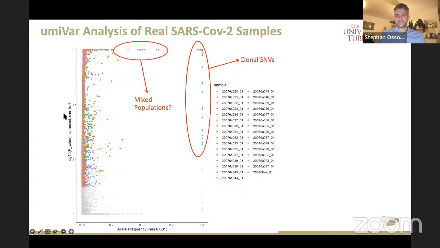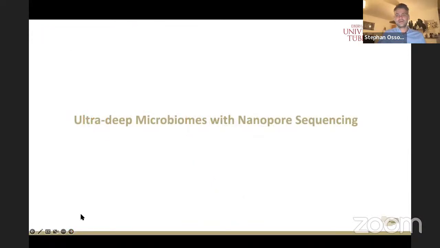So that's my conclusion for that part. And I'm jumping now to the second part, but I would say that ultra-deep sequencing combined with unique molecular barcodes is really powerful, and you can achieve really amazing stuff like finding a mutation in 0.1% of your sample. Now, as in the title, I promised to have a second topic, which is ultra-deep microbiomes with nanopore sequencing.